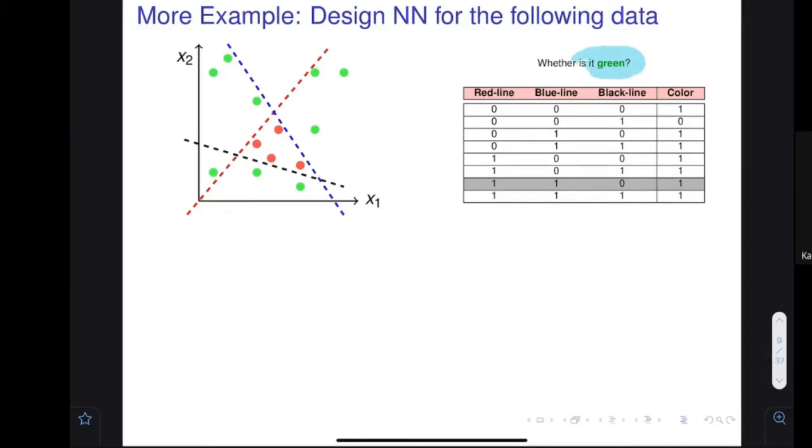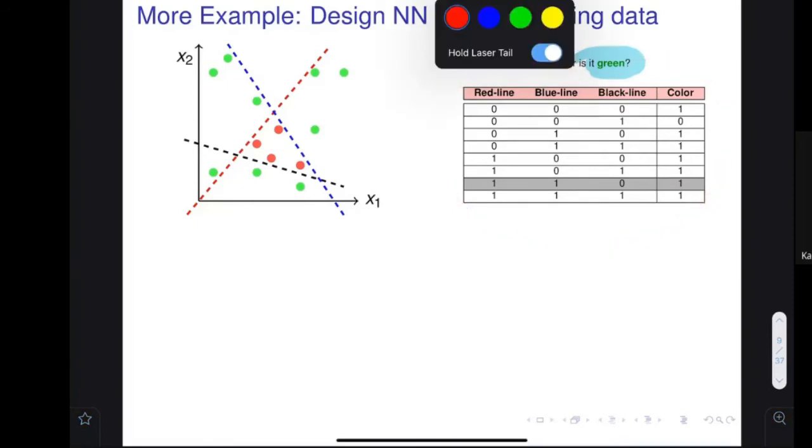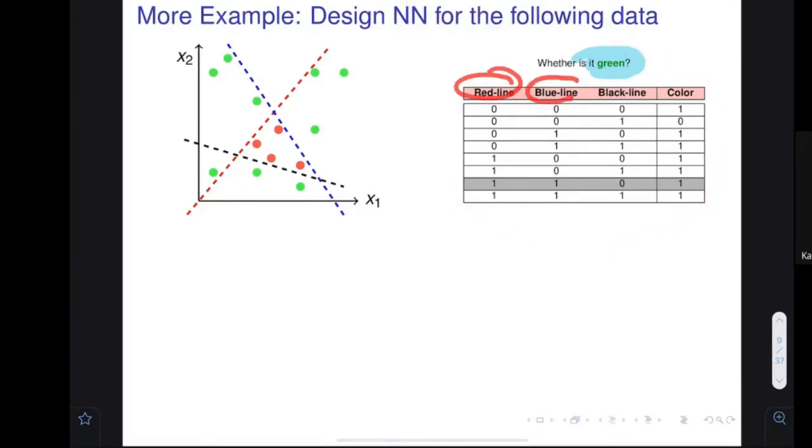Let me try to develop an understanding, and I am going to represent this understanding with a table. In this table I am going to have a red line, a blue line, a black line, and the color. Let's assume that when I say 1 over here, it means that it is green. Let us make this table. Help me to make this table. So I need your support. Okay, 0 0 0 means what?